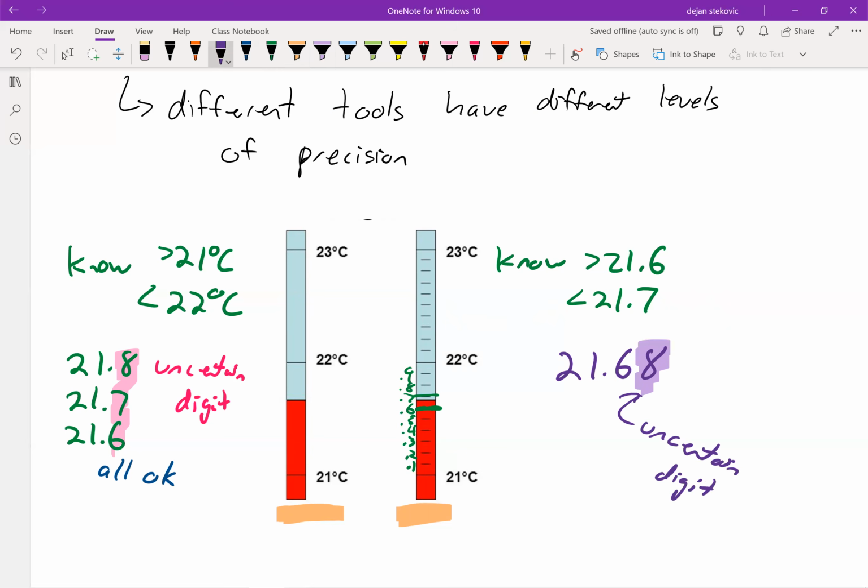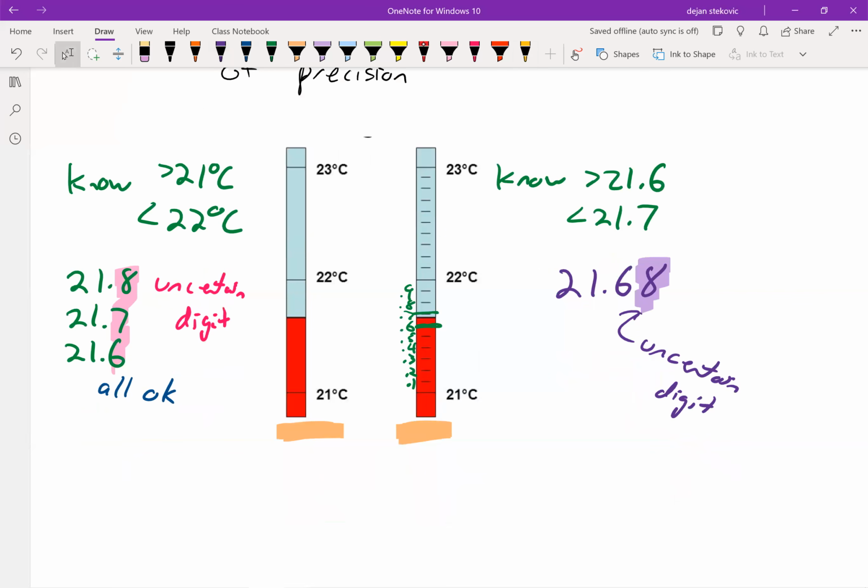All the other digits we know for sure are correct. The last digit we are kind of guesstimating. We're taking an estimate of what it looks like. And again, the person reading this understands science, and so they understand that that last digit is not 100% accurate.